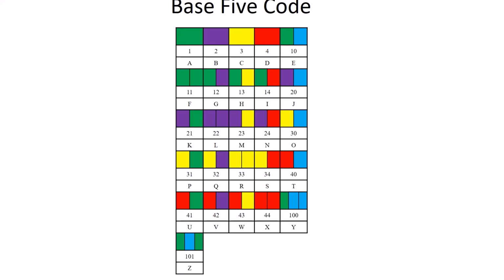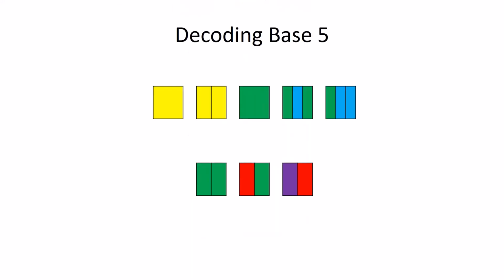Okay, we give them each a color, and you only need 5 colors for base 5. So I've got green, purple, yellow, red, and blue. And it's going to start being easier to remember when you have fewer colors. So here's a message in base 5. And I decided to make the letters stand out. I just make squares and put all the colors for a letter in that square.